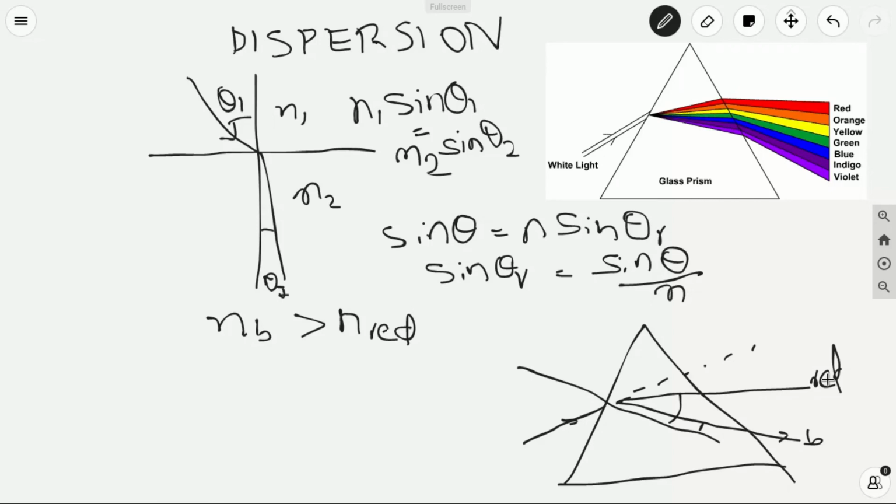Is this clear? Yes, it's very simple. This equation explains everything, right? You got it? Yes, wonderful.